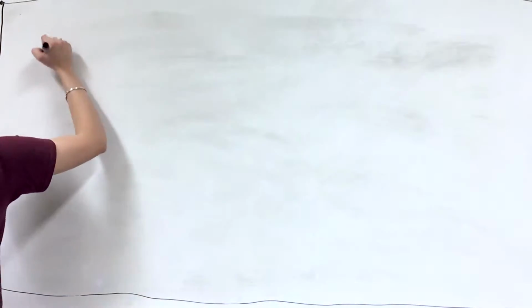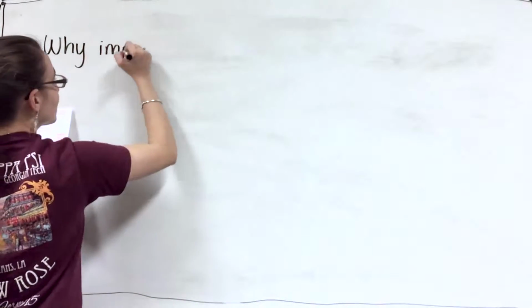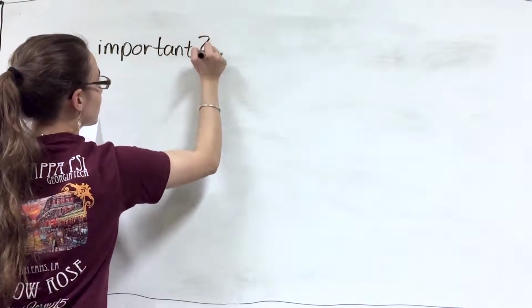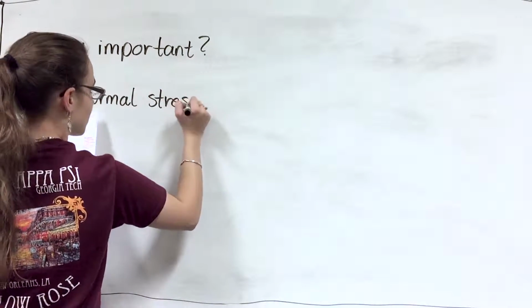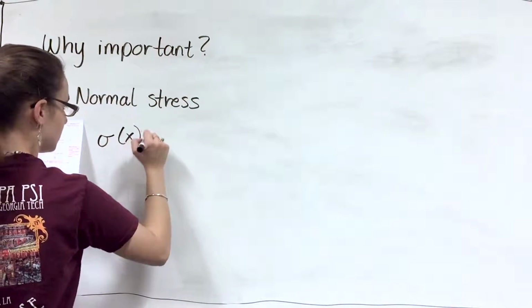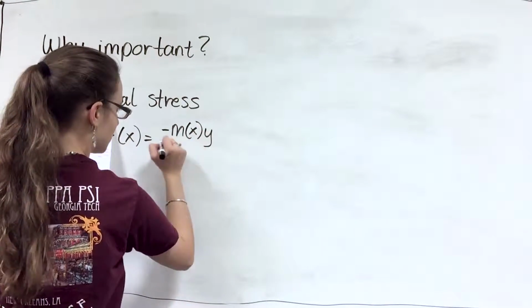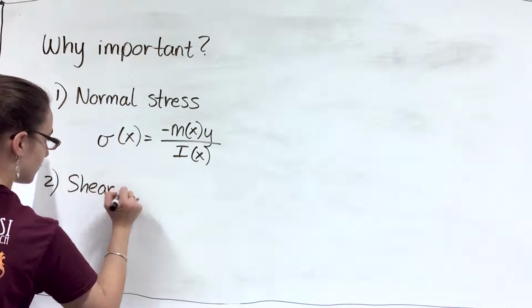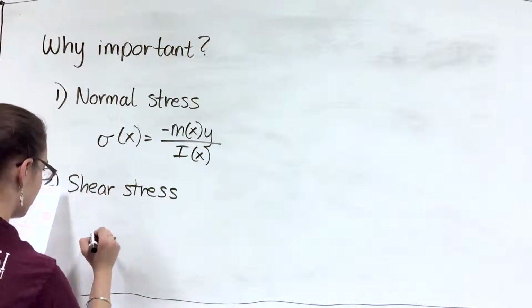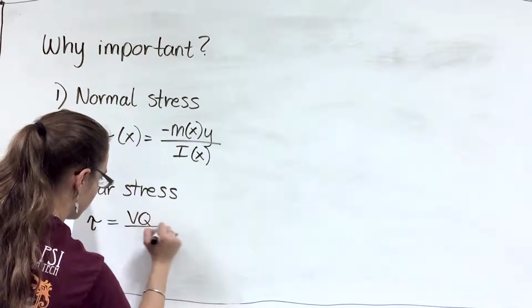So why are these important? Now that we've found our internal forces, this will allow us to solve for other variables. So one, we can find our normal stress: sigma equals negative Mxy over Ix. What this allows us to see is the critical stresses and how much an object can hold until it breaks. So this is important to see how much force your body or different objects can handle.